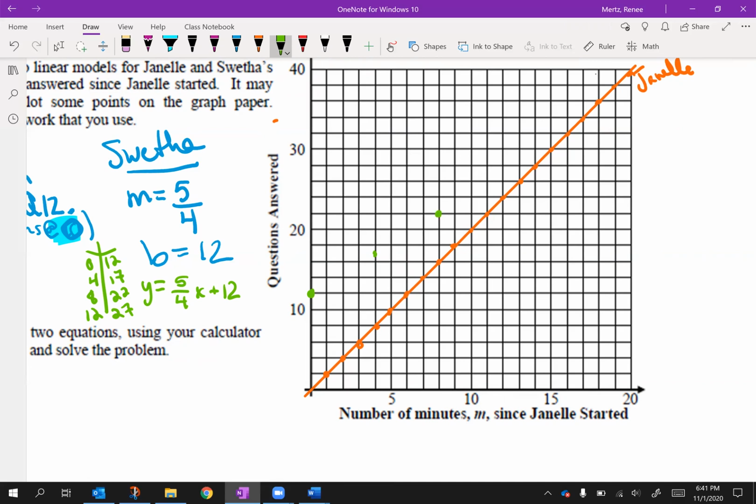At 12, 22, 24, 26, 27. At 16, she'll be at 32. That's our intersection point. And at 20, she'll be at 37.